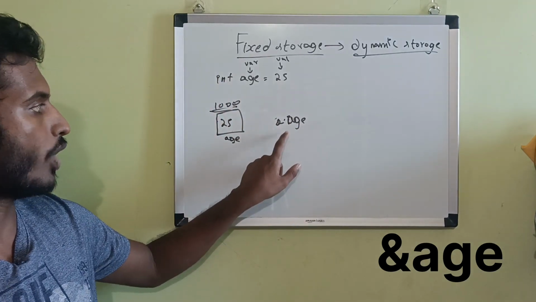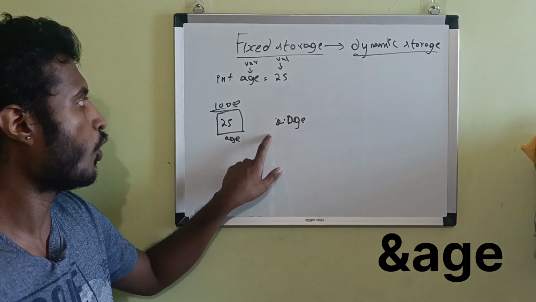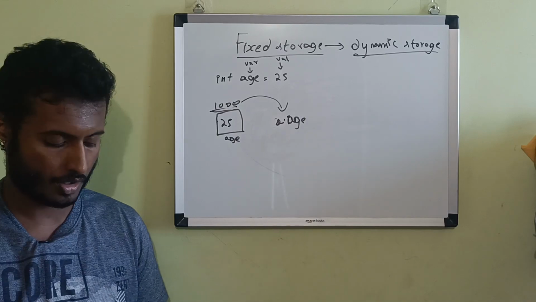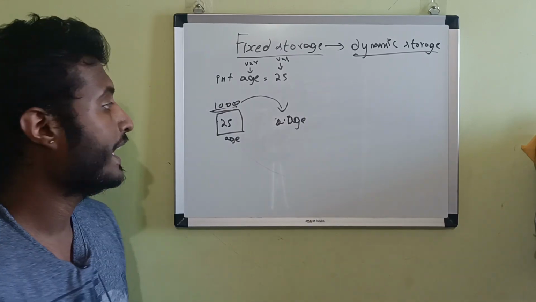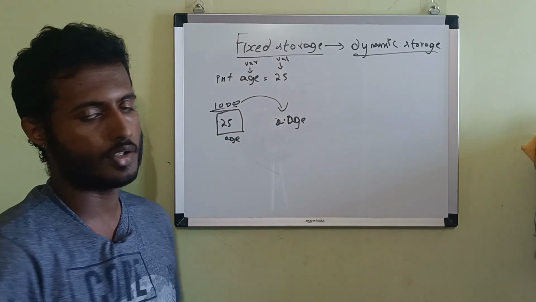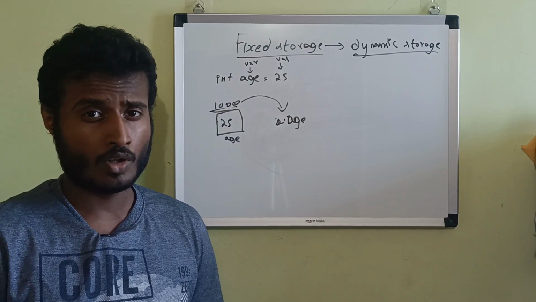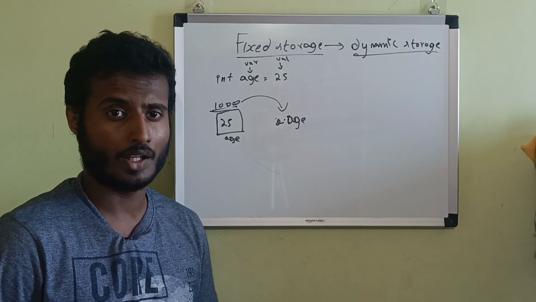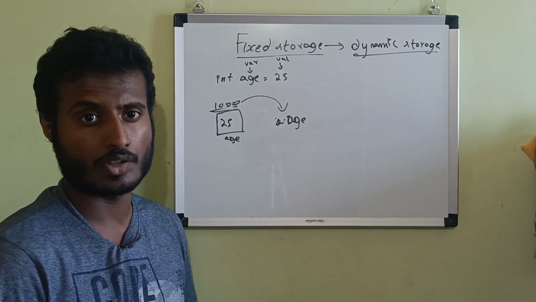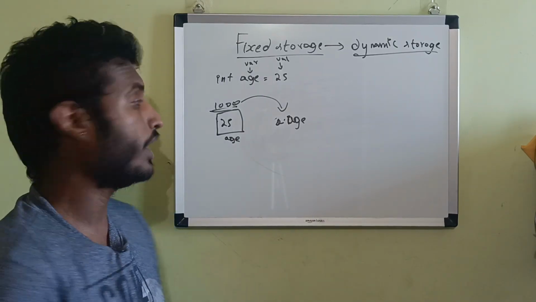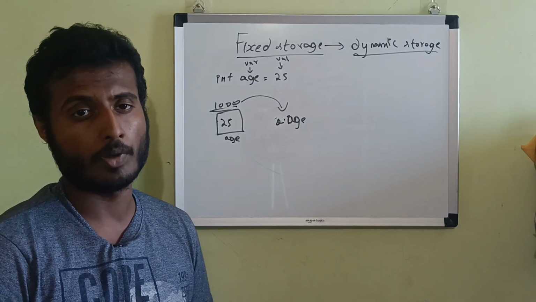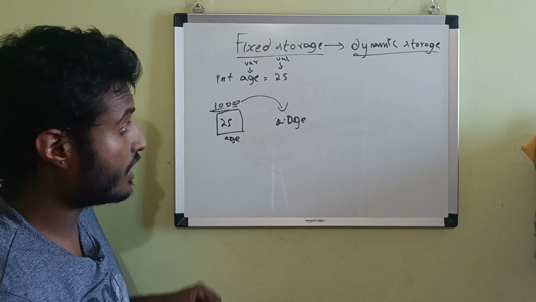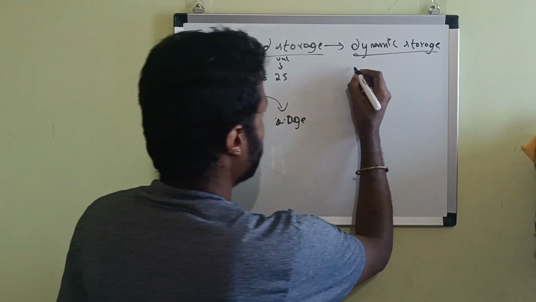So what does this do? This will hold the address of the age. So we got the address. Problem solved, right? No, I don't think so, because not all the time we have to be writing this &age, because there will be 1000 different variables that we should be able to operate with. That's why there is a concept called pointers.